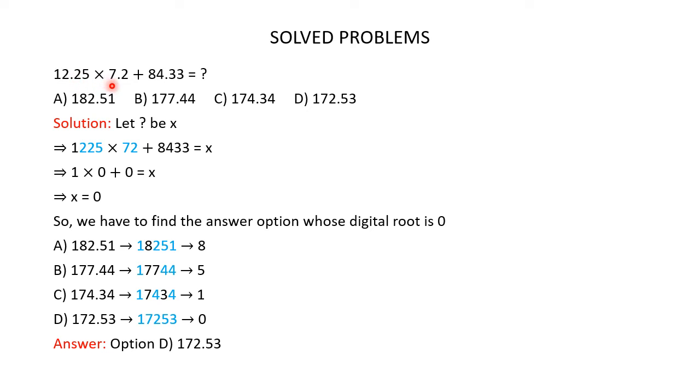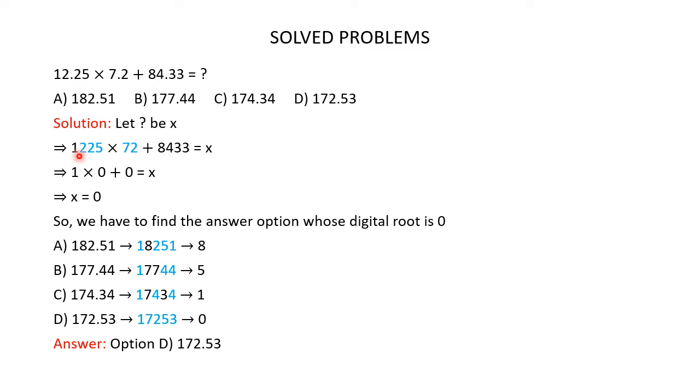12.25 multiplied by 7.2 plus 84.33 is equal to how much? You are given 4 answer options and you have to find out which of these answer options can replace the question mark in the given equation. So let question mark be x. Here you can ignore the decimal points in these numbers.